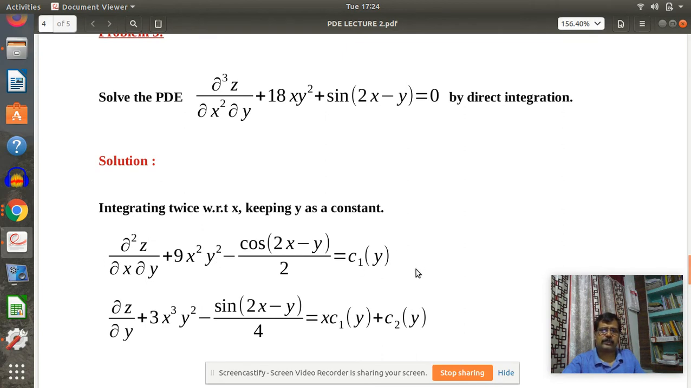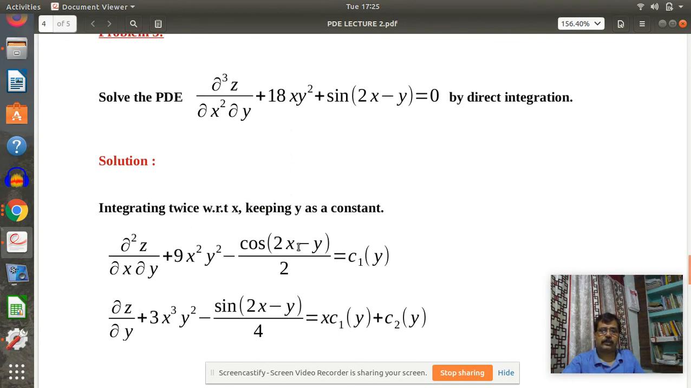Integrating again with respect to x, keeping y as a constant. So the first term becomes dou z by dou y. And this becomes 9 into x cube by 3. Sorry, integration of 9 x square is 9 into x cube by 3. So 3 gets cancelled, so 3 x cube into y square. Okay, the integral of 9 x square y square is 3 x cube y square.